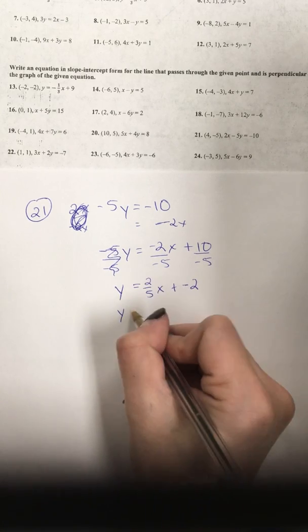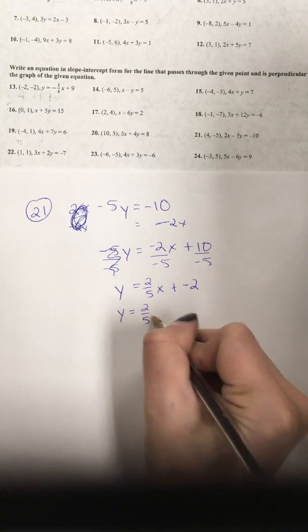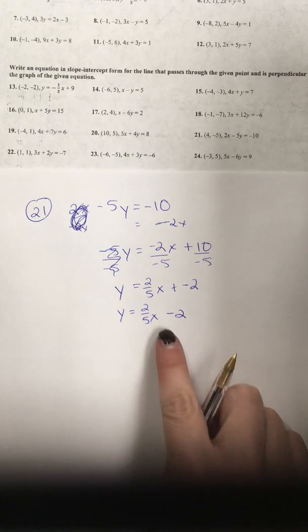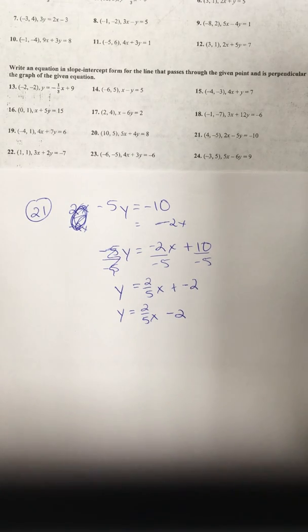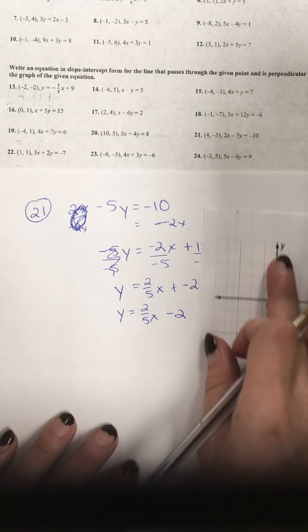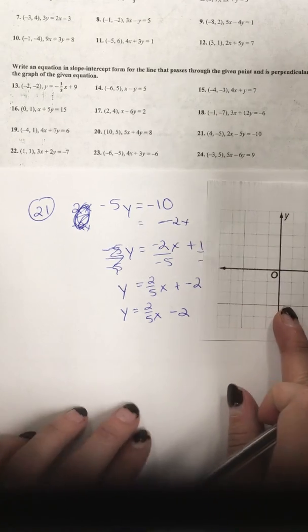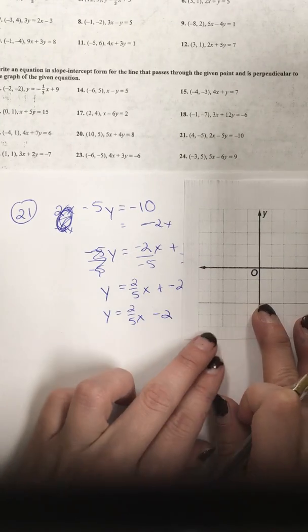So let's clean that up. It'll be y equals 2/5 x minus 2. That's the equation of my original line. So if I wanted to graph that, all right, it would look something like this.